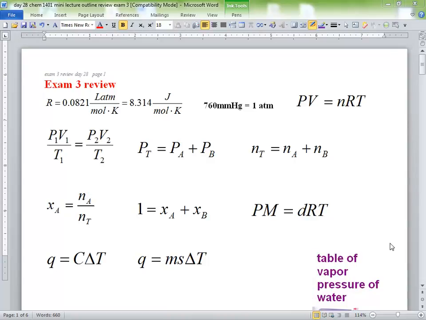So our review for exam 3, just like to go over a few things, the big picture type of thing, to see if you remember some of this stuff.